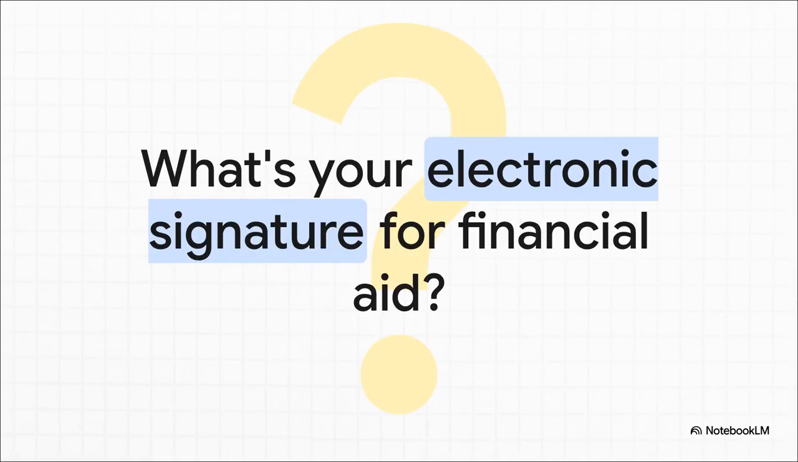So let me just ask you this. When you're doing something important online, how do you sign on the dotted line? Well, in the world of federal student aid, that's your FSA ID. It's really that simple. Think of it as your official, legally binding electronic signature for this entire journey.